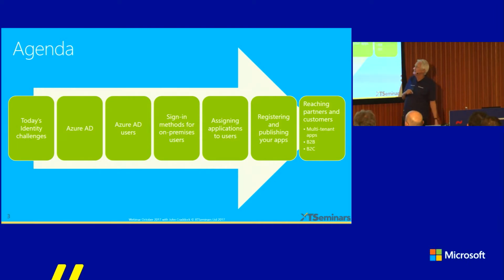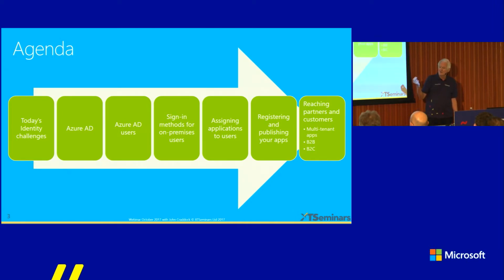So for those who didn't come to this morning, I want to look at assigning applications to users, how we do that, how we actually register applications in Azure AD. And then finally, I want to finish off with just reaching out. I've called it reaching out to partners, to consumers, so B2B, B2C, and then what is this thing called a multi-tenant app as well. So that's what I intend to cover, so let's get kicked off.